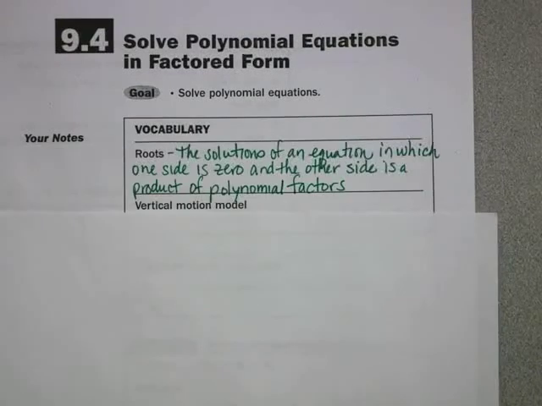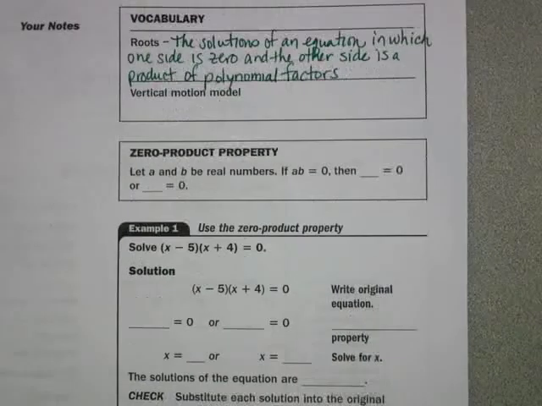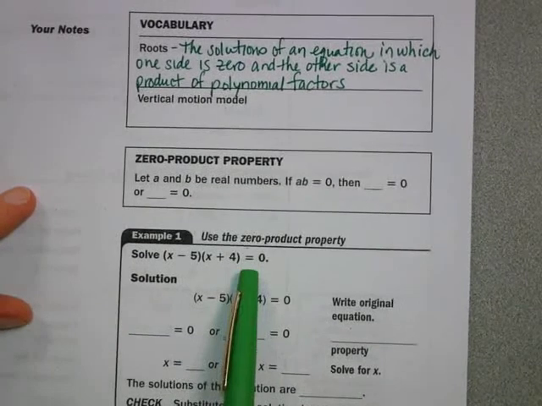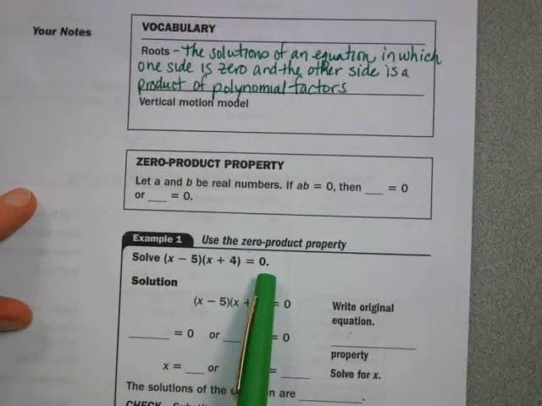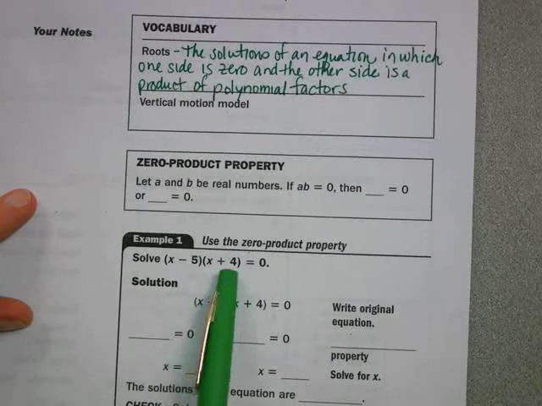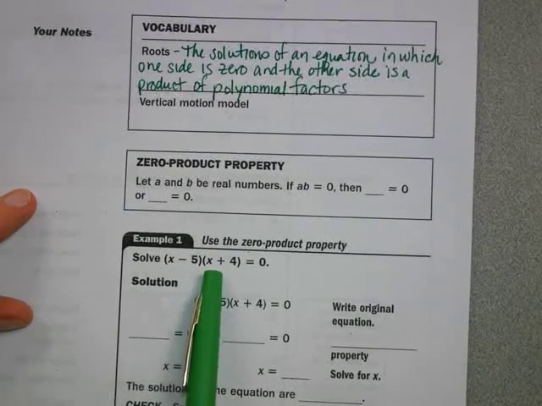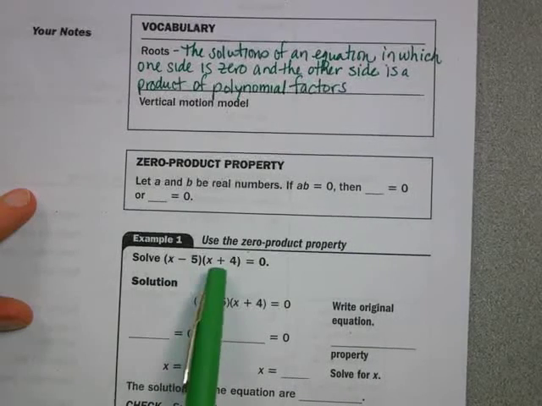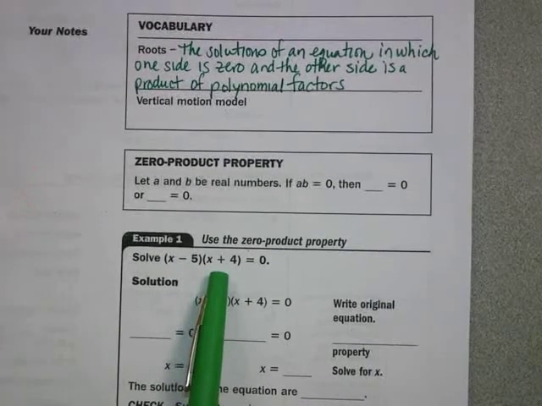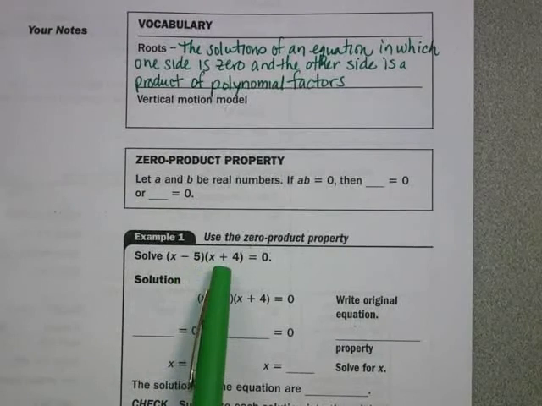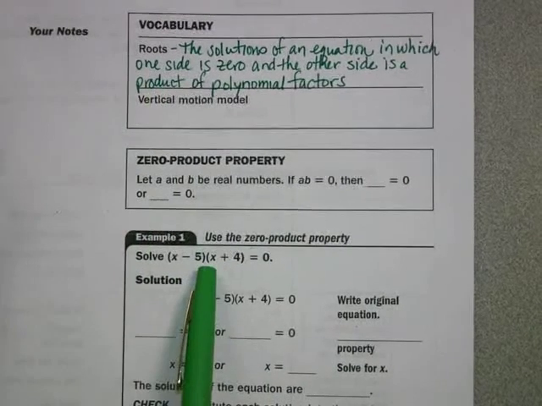All right, so roots, first of all, are the solutions of an equation in which one side is 0 and the other side is a product of polynomial factors. So we have an equation, right? We're going to look down at example 1. There's my equal sign. One side is 0, and the other side is a product of polynomial factors. So that means the two things or three things or four things, however many, that I multiply together make a polynomial. If I were to multiply those out using FOIL, I would have a polynomial. So these are polynomial factors, okay? And we have a product because parentheses mean multiply.